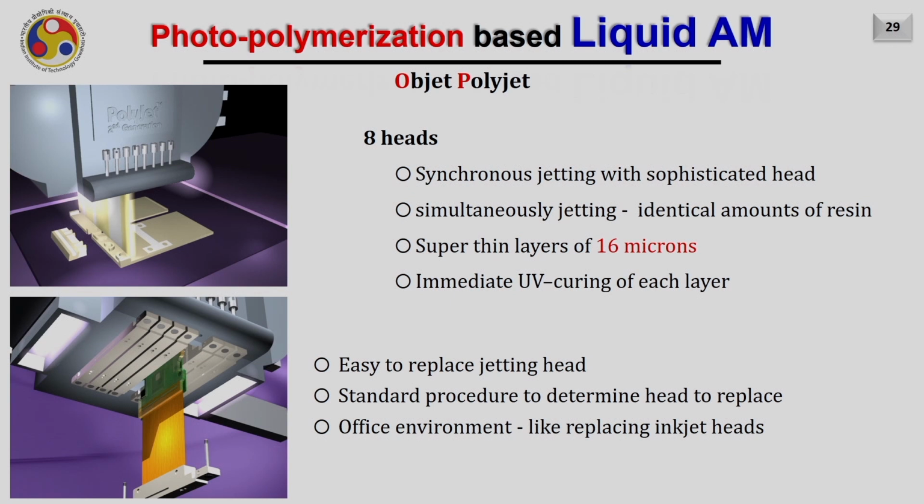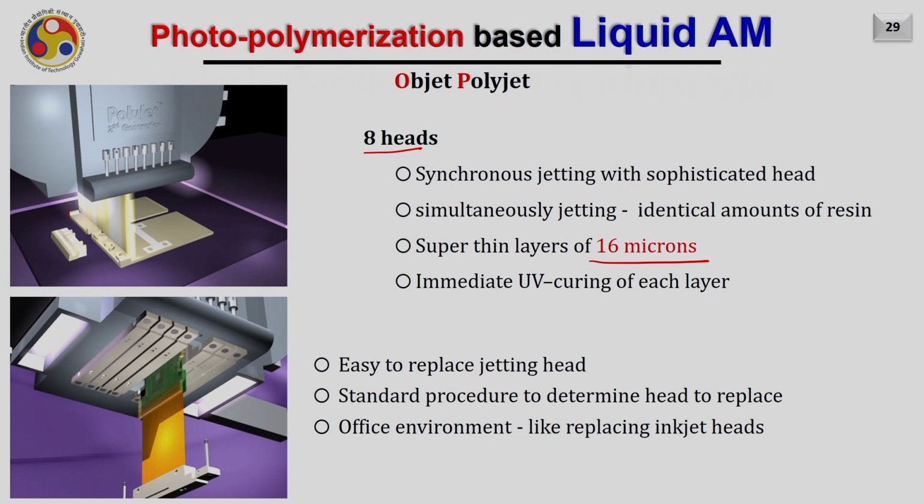Usually in the conventional Objet PolyJet process, 8 heads are used and they are synchronously jetting with the sophisticated head. They can also simultaneously do the jetting of an identical amount of resin from all the nozzles. They can provide a very thin layer of up to 16 microns, and due to this UV light coming, immediately each and every layer gets cured.